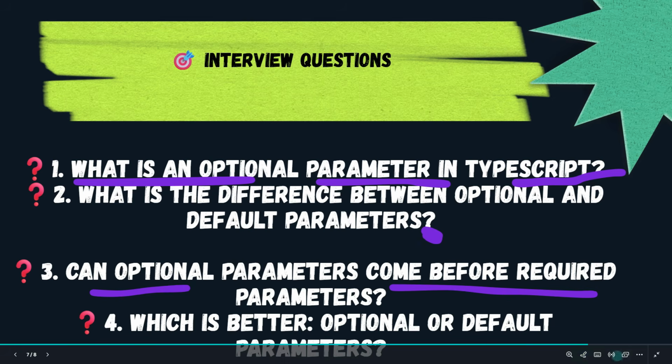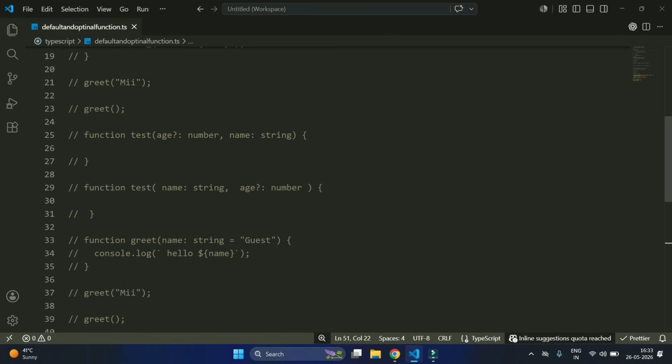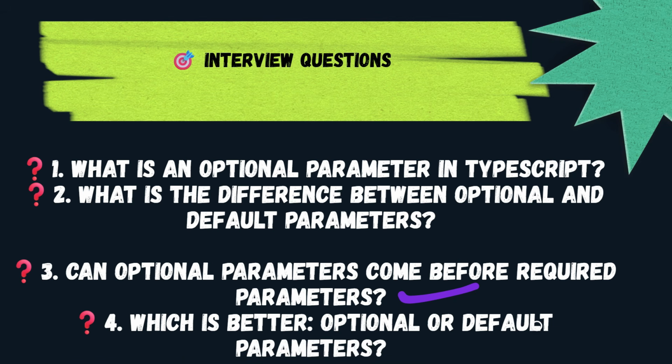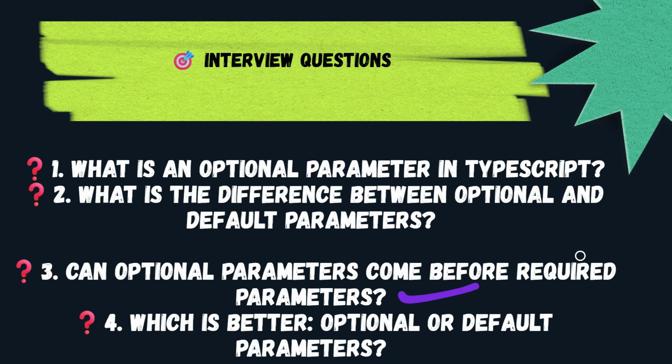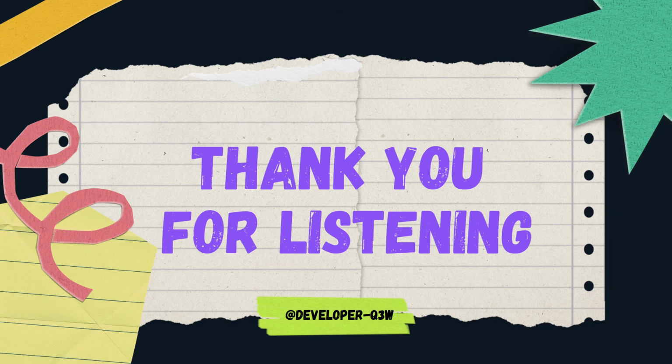Let me check it in the code. This one I'm talking about, in this code. Here you see these two examples. Optional parameters you always have to put last in the parameters. Okay, so you got this question and answer also. Then, which is better, optional or default parameters? Default parameters are generally better when a fallback value exists, because they make code cleaner. Okay, so that's all about these interview questions, and they are the most commonly asked questions in interviews.